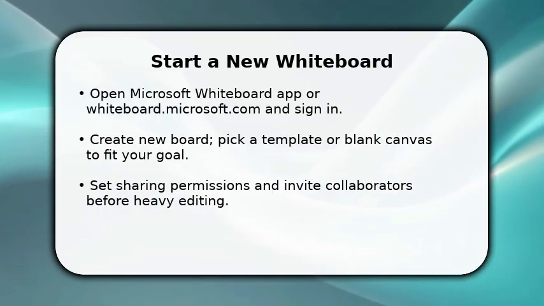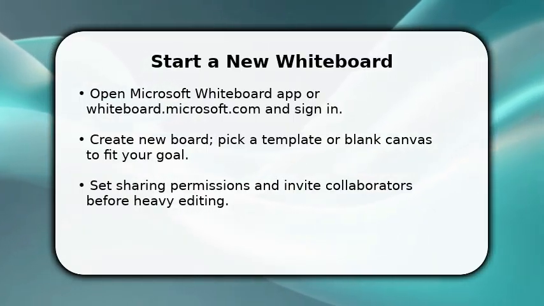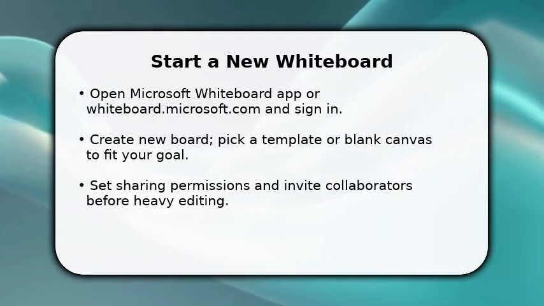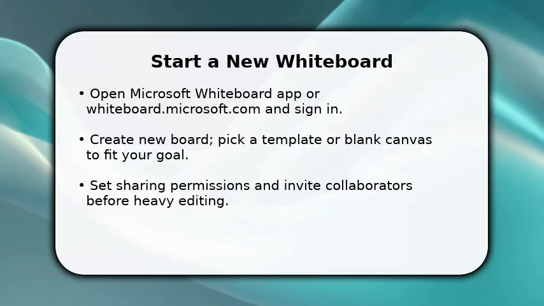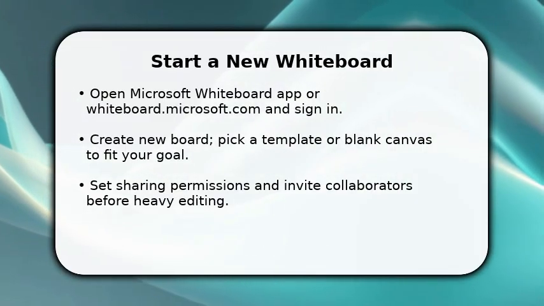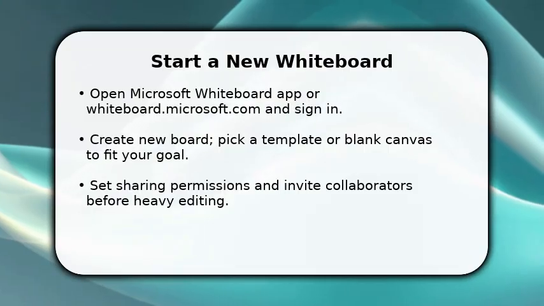You begin by launching Microsoft Whiteboard and signing in so your work syncs. Create a new board and immediately choose either a template or a blank canvas, depending on whether you need structure or freeform space. Once done, set sharing permissions and invite collaborators. This prevents lost edits and establishes who can draw or export.